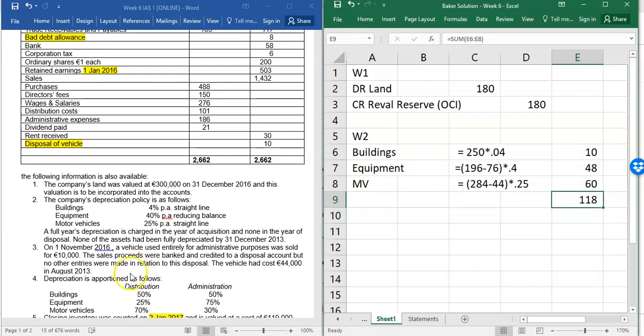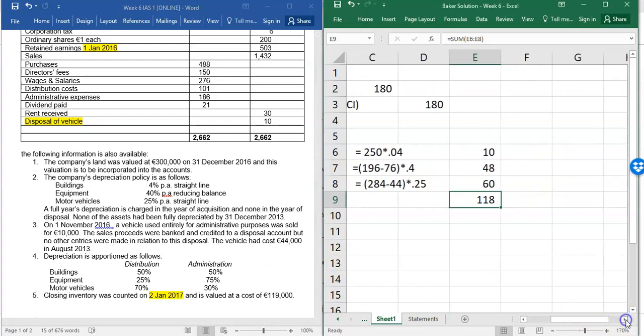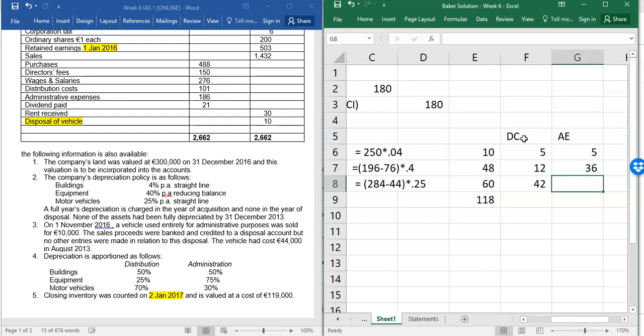And remember now, we're linked to note 4 as well. That's actually going to be split between distribution and admin expenses. So we don't show each line item now. We put into 2 buckets of expenses, and we'll just do it here for clarity, into DC, distribution costs, and AE, admin expenses. So buildings are 5 and 5, 50% split each. Distribution costs here are 12 and 36, 1/4 and 3/4. And then motor vehicles will be 42 and 18, which is 70/30. So the total distribution cost is 59, and it's just coincidence that the total going to admin expenses is 59 as well.